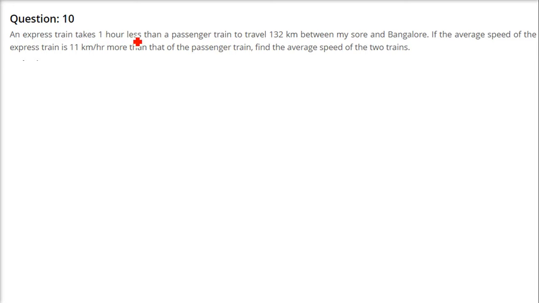An express train takes 1 hour less, so this is the time difference, than a passenger train to travel 132 km between Mysore and Bangalore. If the average speed of the express train is 11 km more than that of the passenger train, if we take passenger train speed as x, then the express train speed will be x plus 11, right? Express train is always faster than passenger train.